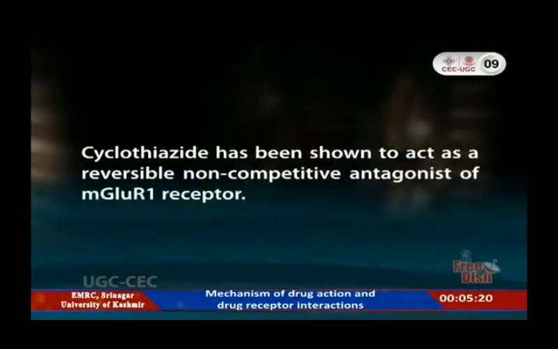The second form of non-competitive antagonists act at an allosteric site. These antagonists bind to a distinctly separate binding site from the agonist, exerting their action on that receptor via the other binding site. They do not compete with agonists for binding at the active site. The bound antagonist may prevent conformational changes in the receptor required for receptor activation after the agonist binds. Cyclothiazide has been shown to act as a reversible non-competitive antagonist of the mGlu-R1 receptor.